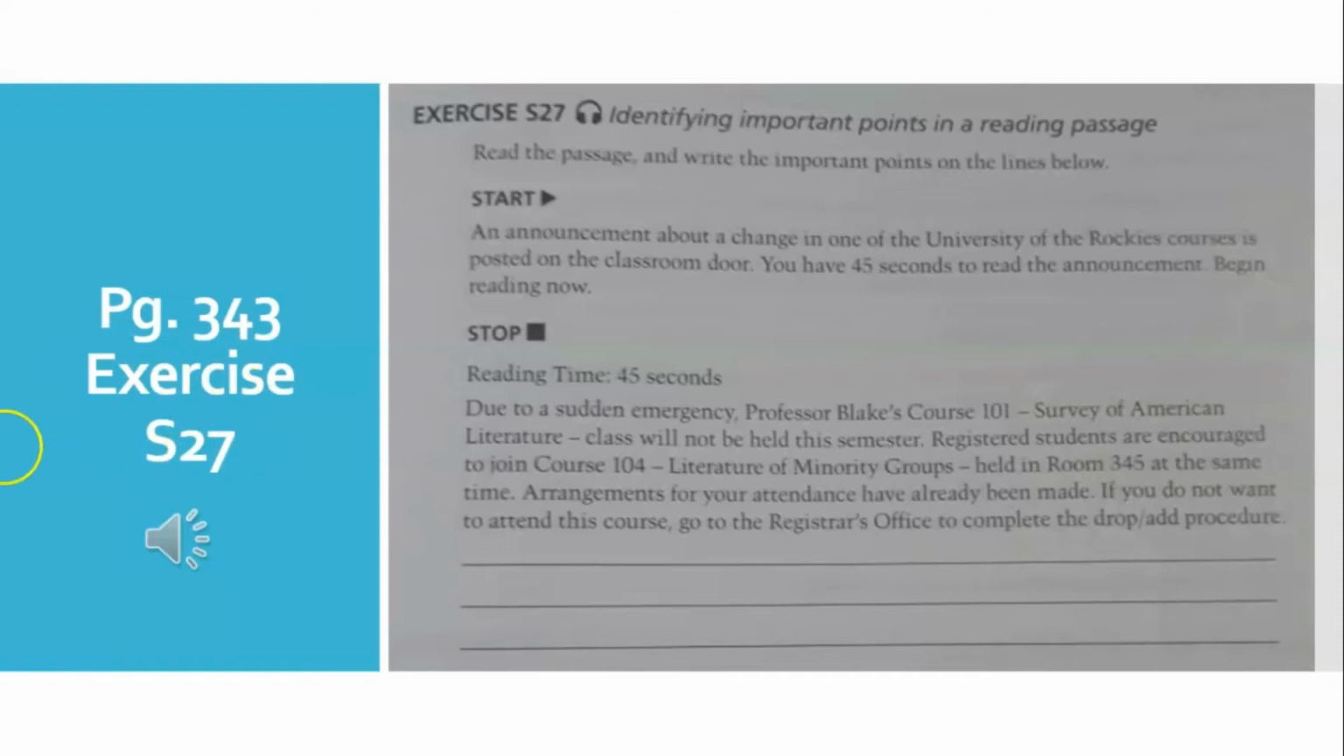Now in the lines, we are going to write the important points. Remember last year we studied about main ideas and also how to summarize the main points in a passage. So that's what we're going to do here. So first, the first idea is that the class of Professor Blake's is cancelled. The other idea is that students can join another course, the one about literature of minority groups. Then the last idea is that if students do not like that class, they can register in a different course.